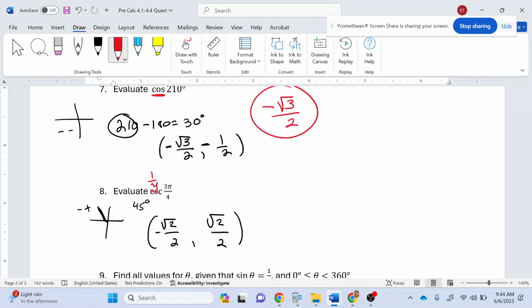Because cosecant is 1 over y, you're going to flip your answer. So instead of root 2 over 2, it has to be 2 over root 2. But you have to rationalize, so it's 2 root 2 over 2. But these 2's cancel out, so it's just root 2.